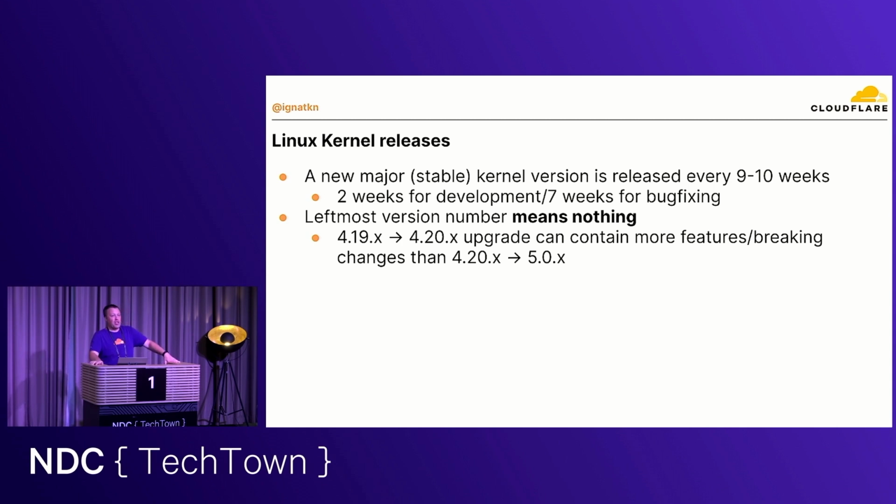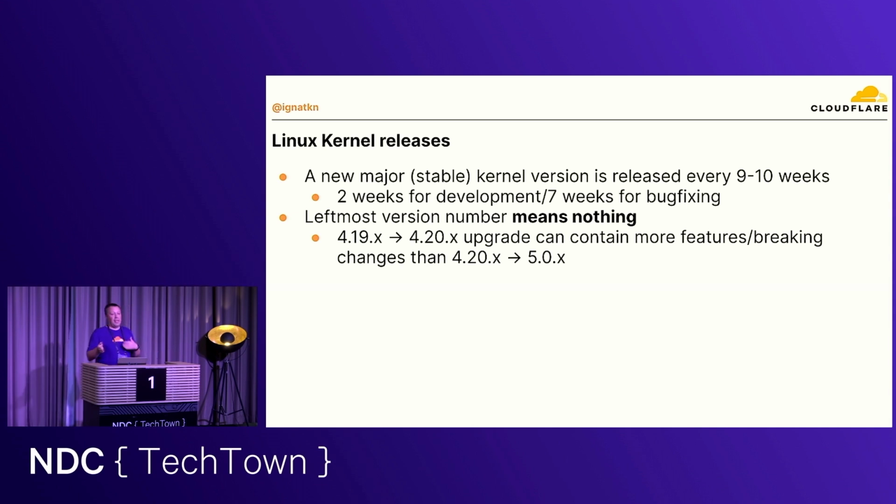The other thing which is confusing to many people who manage kernel upgrades is that the leftmost version number means nothing, right? A major upgrade from 4.19 to 4.20 can have the same amount or even more new features than the upgrade from 4.20 to 5.0.